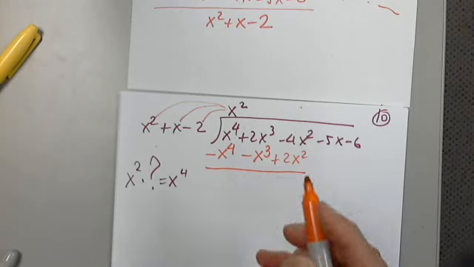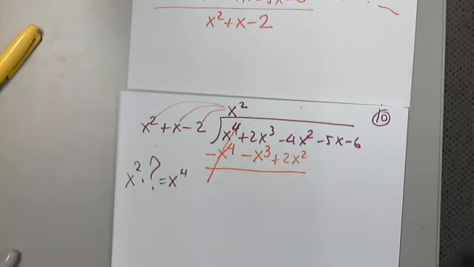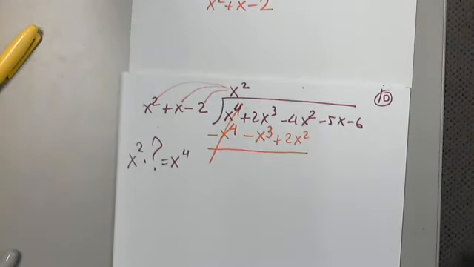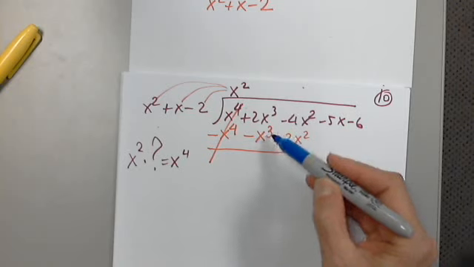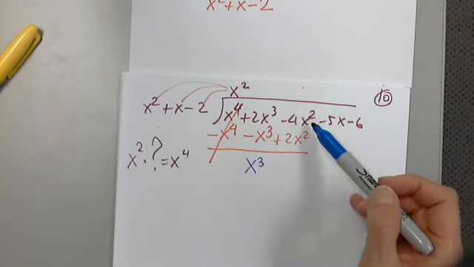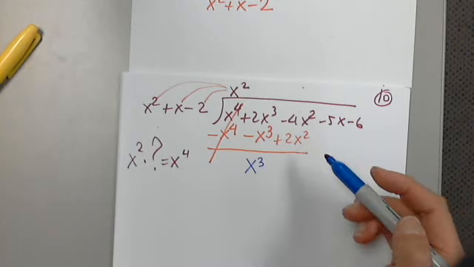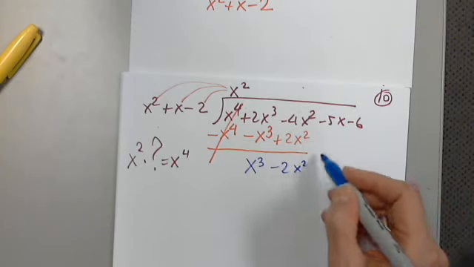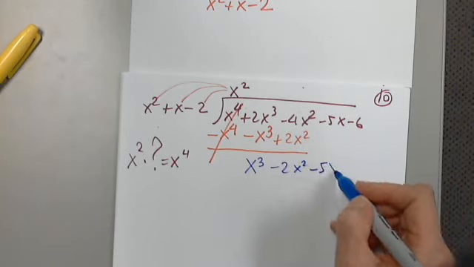I draw a horizontal line. This will go away. And now I perform the operations I see, because I already took care of the signs. So 2x cubed minus x cubed. Perfect. Negative 4x squared plus 2x squared. I bring down the next in line.